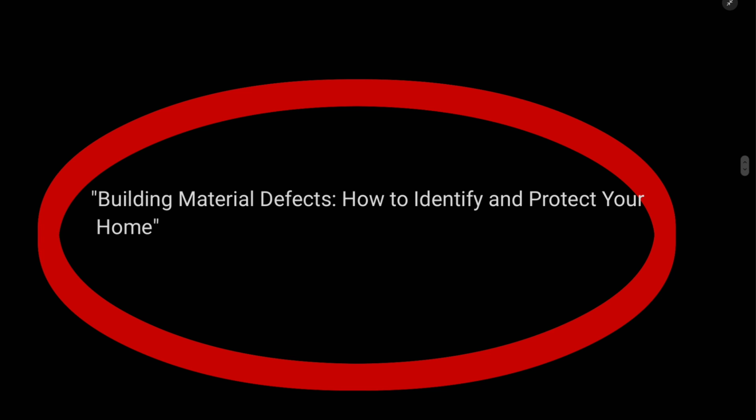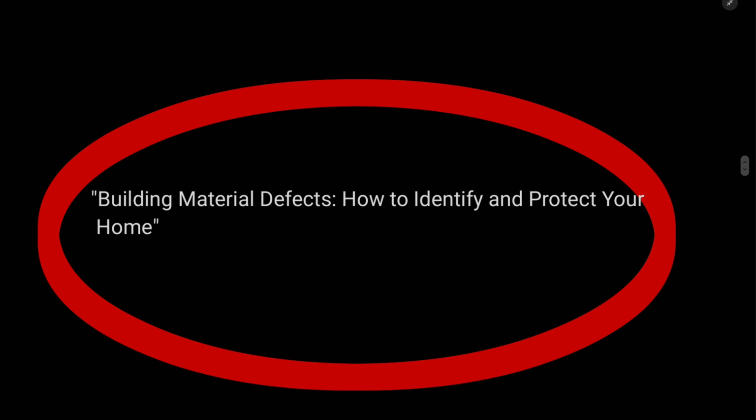Poor installation. Sometimes defects occur due to poor installation practices. Even the highest quality material can fail if not installed properly by inexperienced workers. Environmental factors. Harsh weather conditions like extreme temperature or excessive humidity can also cause damage to building materials over time. UV radiation from the sun can weaken materials like paint and roofing.